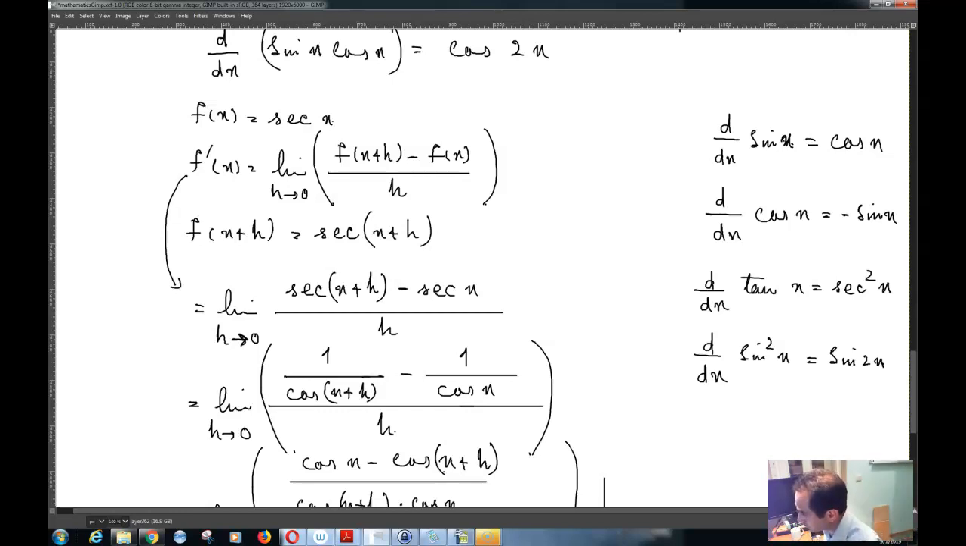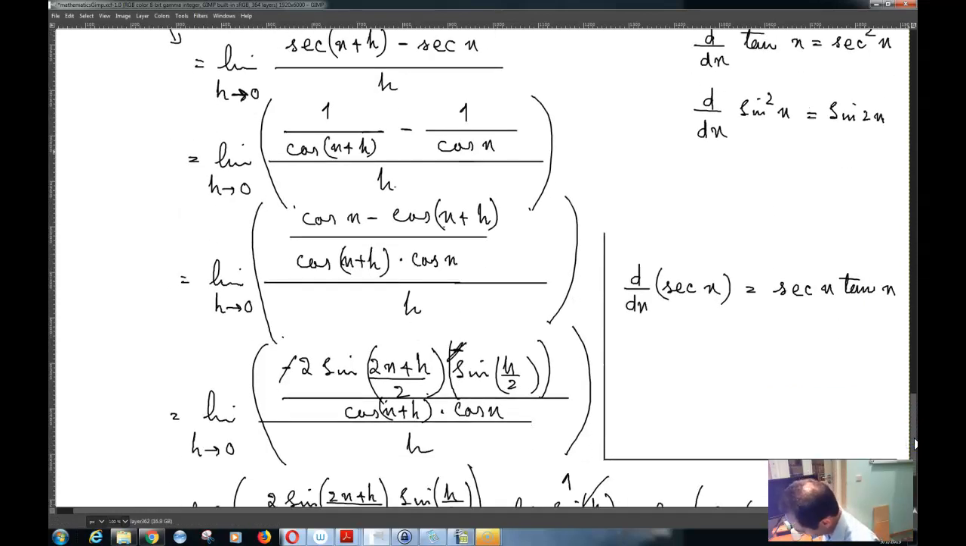So d by dx of tan x is equal to secant squared x, and d by dx of sine squared x is equal to sine 2x. And then down here we had something else: d by dx of secant x is equal to secant x tan x. So now I go over there and write these down on the other.